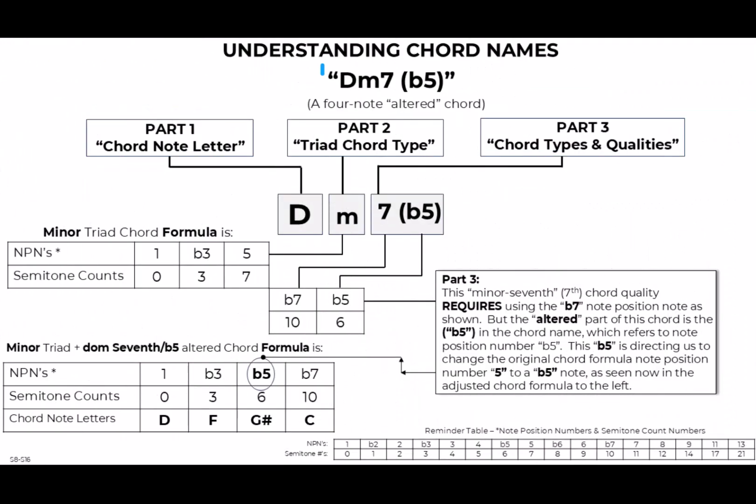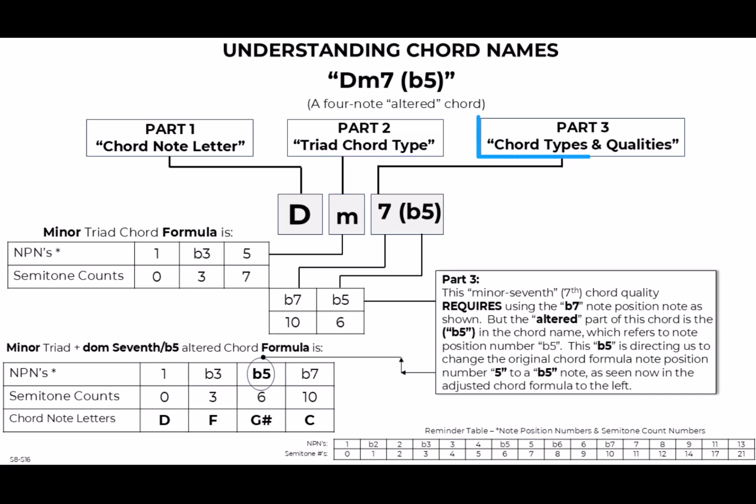Now let's look at a D minor 7th flat 5 altered chord. This chord name is an example from our group 4 of altered chords. We'll see in part 3 what part of the chord name makes this altered. But as usual, part 1 tells us we have a D chord letter name, as well as being the D starting note. Nothing new or different. In part 2, we see this to be a minor triad chord type. Nothing new or different here.